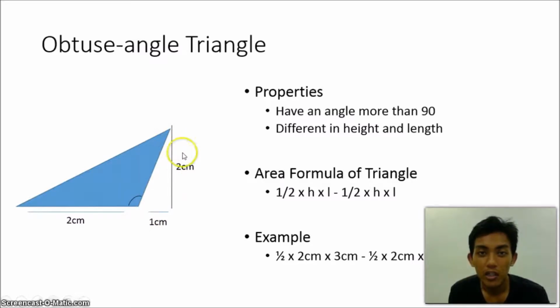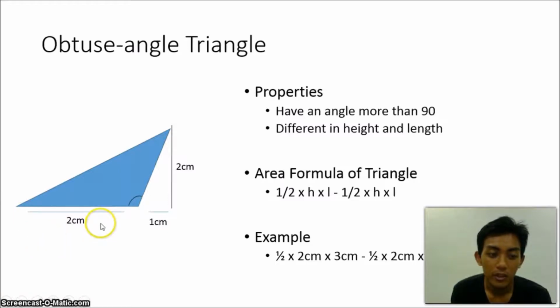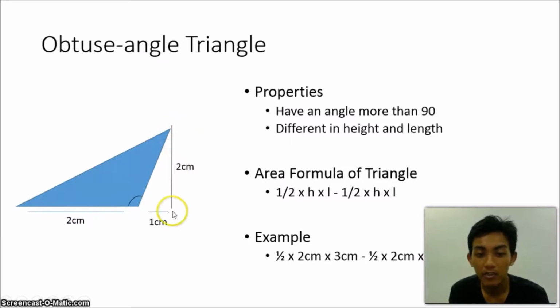Now, how do we calculate the area of the triangle? The formula of this triangle is half of height times length minus this invisible triangle, which is half times height times length. An example, half times 2 cm times 3 cm in length, which is the total of 2 cm plus 1 cm, minus half times 2 cm times 1 cm, which is the area of this invisible triangle. We can now get the area as 2 cm squared, which is the area of this obtuse triangle.